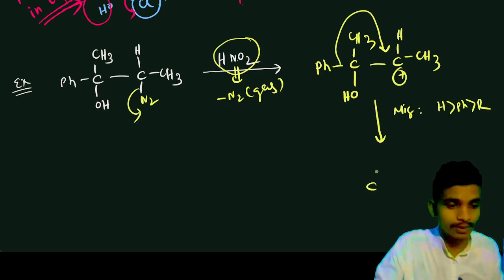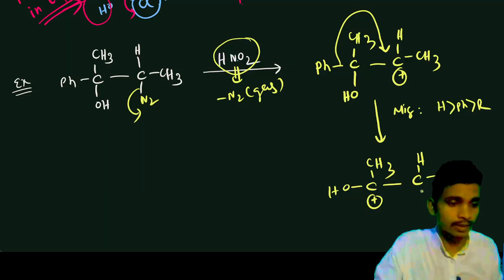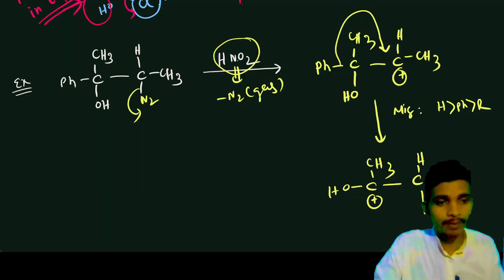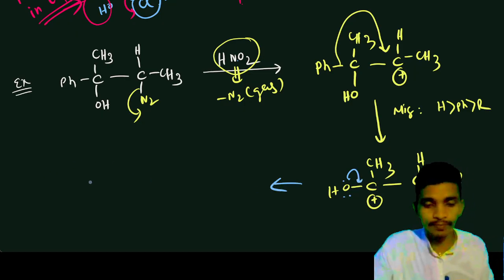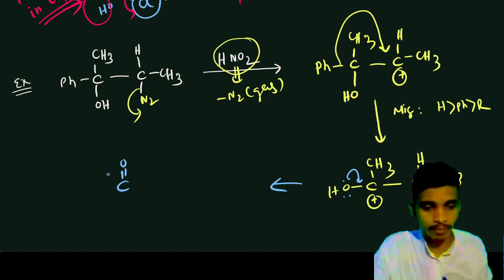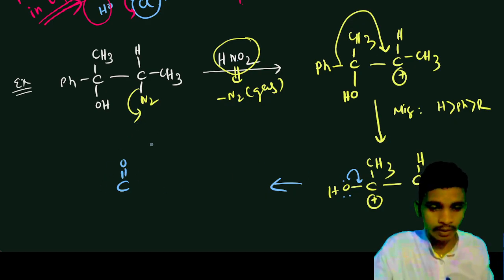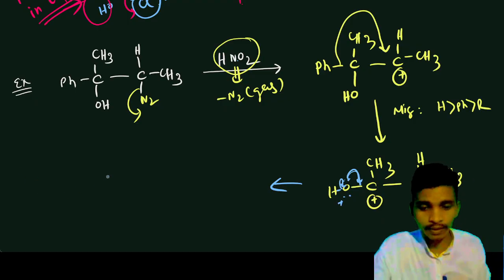So what we get here is CH3 and here OH, then here we have a positive charge, then here we have that H and CH3, and here we have that phenyl. Now what will happen is that this has the lone pair, so it will share it. So what we'll get now is the double bond of O, because that we know. Whenever this lone pair goes here, this will get a positive charge and this hydrogen will go.